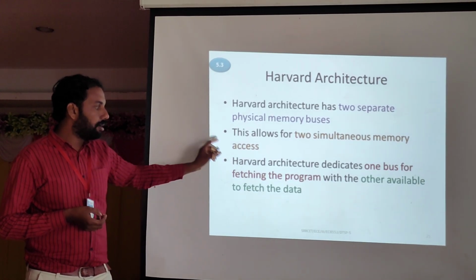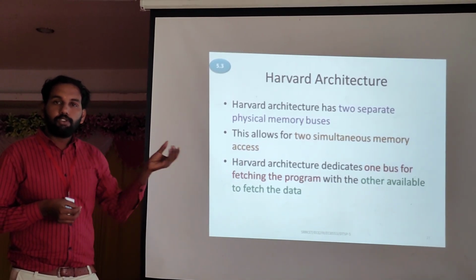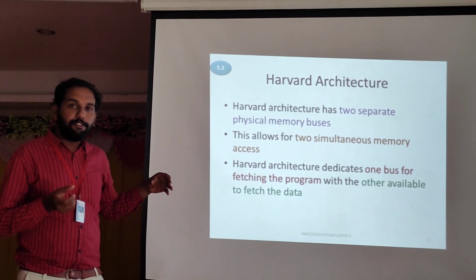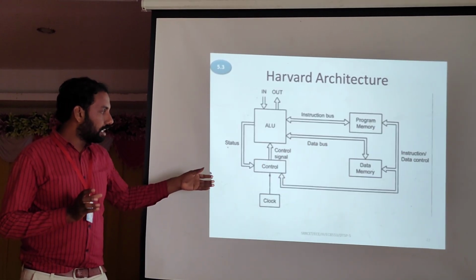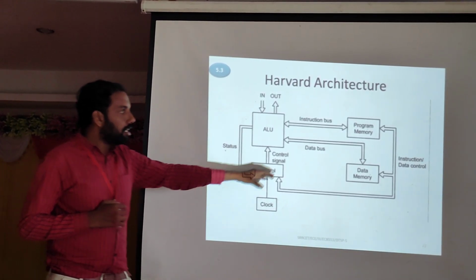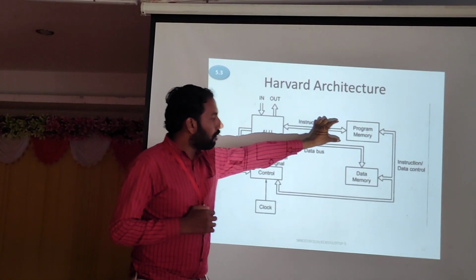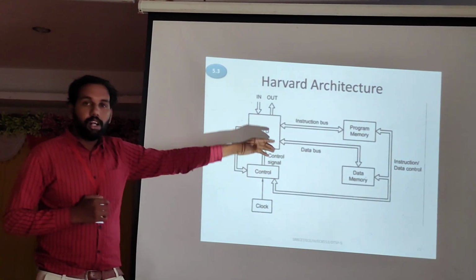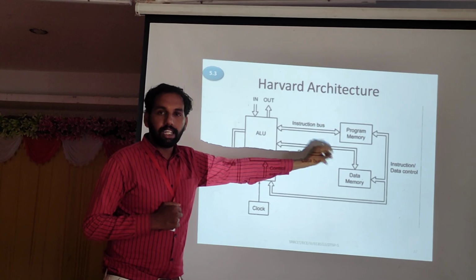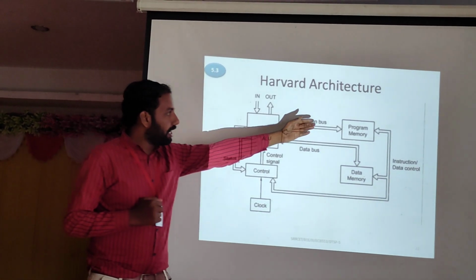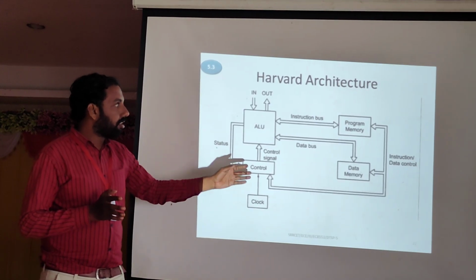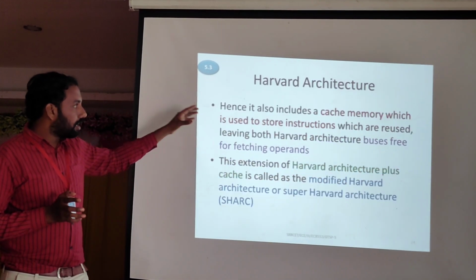Two simultaneous memory accesses are given to this. So the operation of the processor will be very fast when compared to the von Neumann architecture. This is the CPU section: ALU, control and the clock. Here we discussed that the program and the data memories are separated. In von Neumann we have both contained in a single block. Here we have program memory and data memory in two different sections. This is the main advantage of the Harvard architecture.